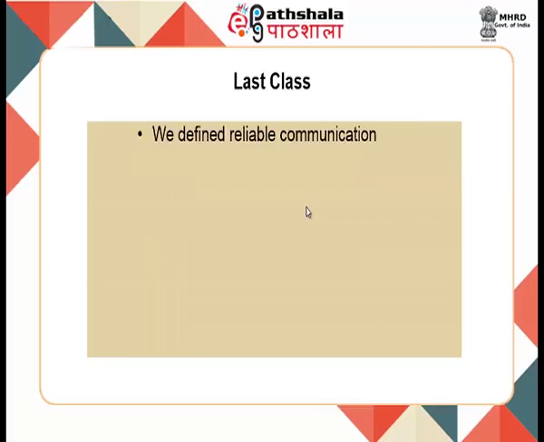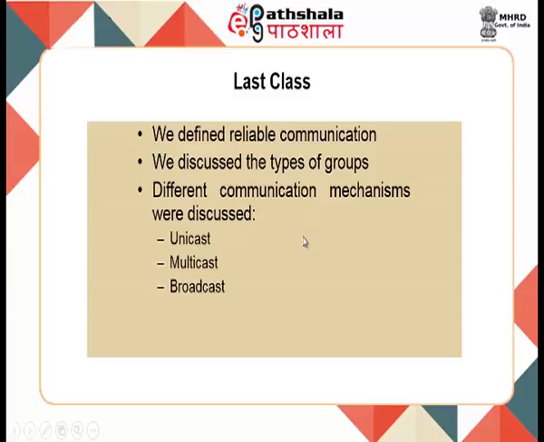So, in the last class we defined what is a reliable communication, and then we discussed the types of different groups, and we looked at the various mechanisms which are unicasting, multicasting and broadcasting, and decided that multicasting is what is the most useful mechanism to use in distributed as well as cloud computing, and we looked at the correctness criteria for multicasting.